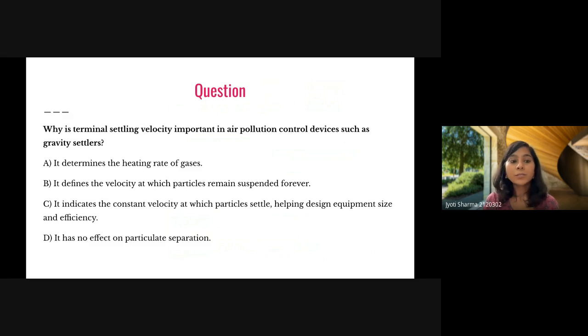Now the question is: why is terminal settling velocity important in air pollution control devices such as gravity settlers? It determines the heating rate of gas. It defines the velocity at which particles remain suspended forever. It indicates the constant velocity at which particles settle, helping design equipment size and efficiency. It has no effect on particulate separation. I think it is very simple. Why is terminal settling velocity very important, why did we derive that equation, what was the need for that?